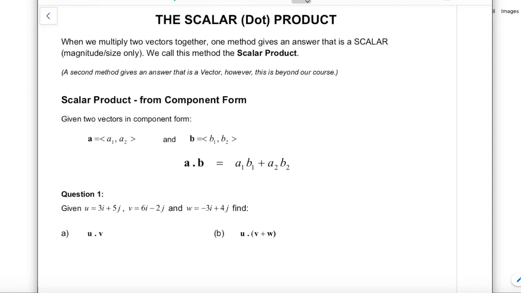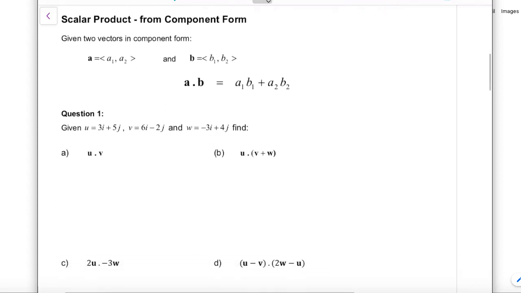In this video, I'm going to introduce you to the scalar product, also known as the dot product. This is the result when we multiply two vectors together, and the result we get from this is a scalar. And remember, a scalar quantity has size or magnitude only. It's not got direction.